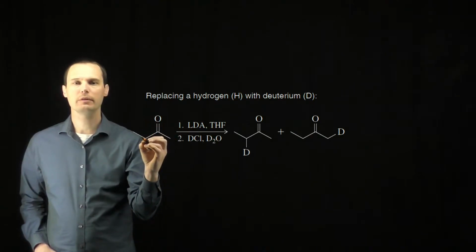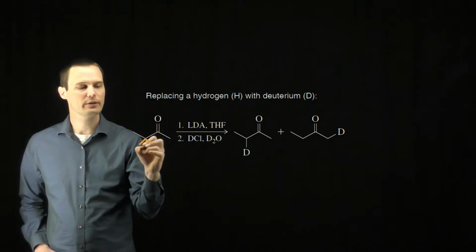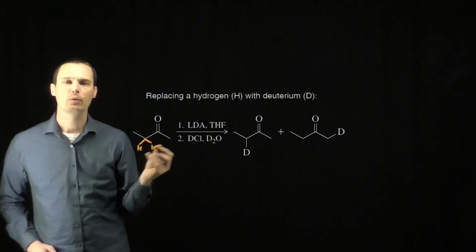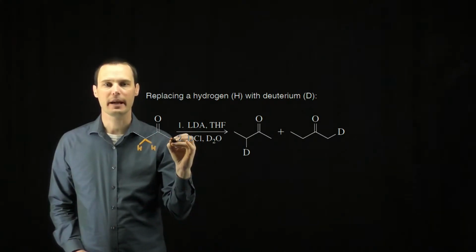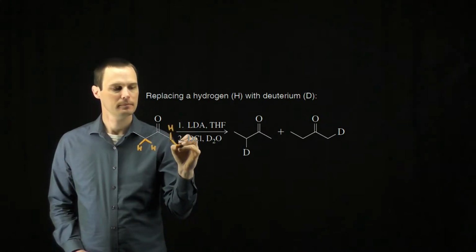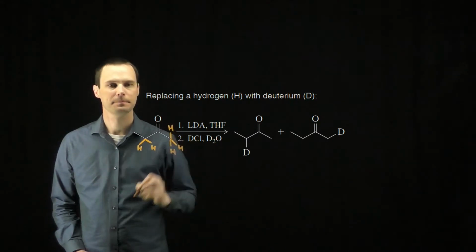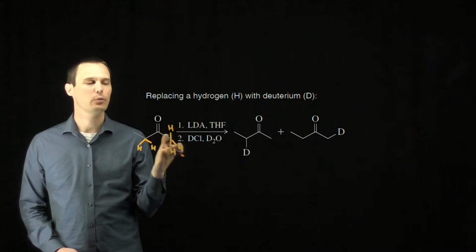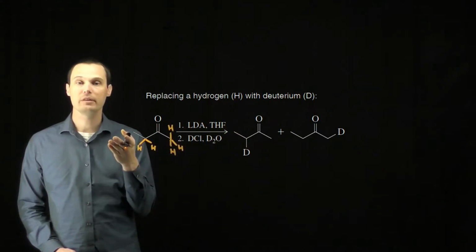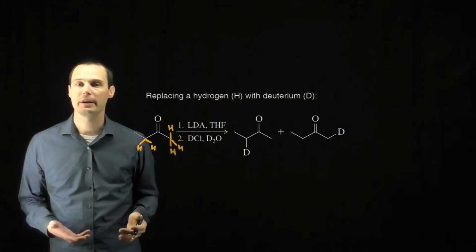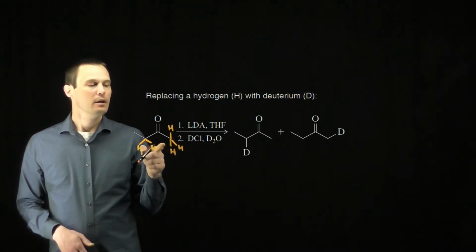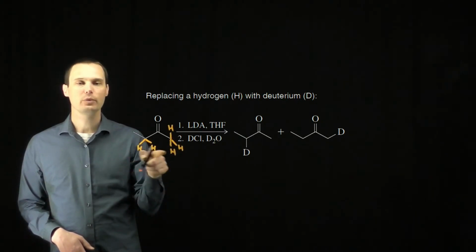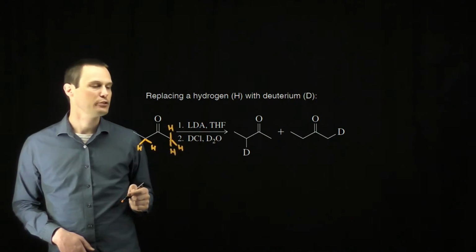Looking at the starting material, this carbon has 2 hydrogens attached, whereas the carbon on the right has 3 hydrogens attached. In this reaction, we are replacing a hydrogen with a deuterium on one of these 2 carbons. Apparently, given the information we have, the carbon on the left doesn't react at all in this reaction. It's possible that we could replace one of these 2 hydrogens or one of these 3 hydrogens.